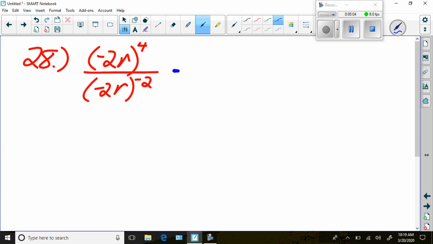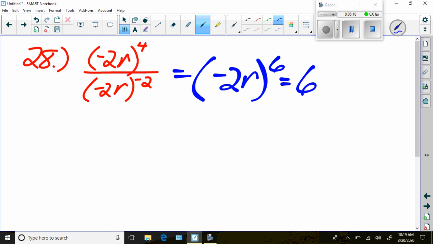Hey, these match up. Yippee. So it's negative 2r to the 6. So negative 2 times negative 2 times negative 2 times negative 2 times negative 2 times negative 2. Did I say that right? Is 64 r to the 6. I think I did. Yeah, surely I did.